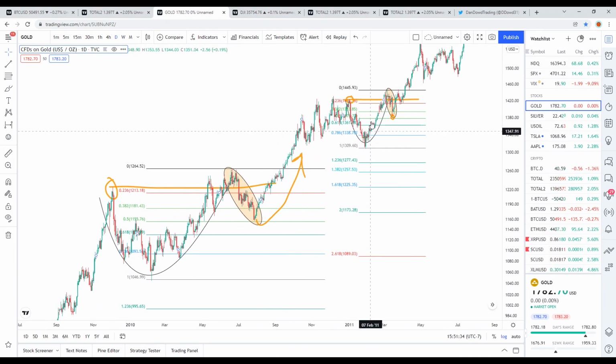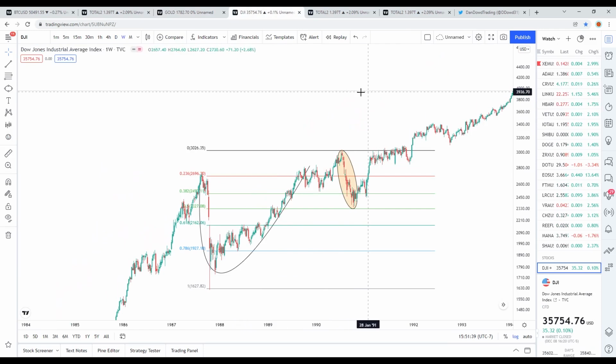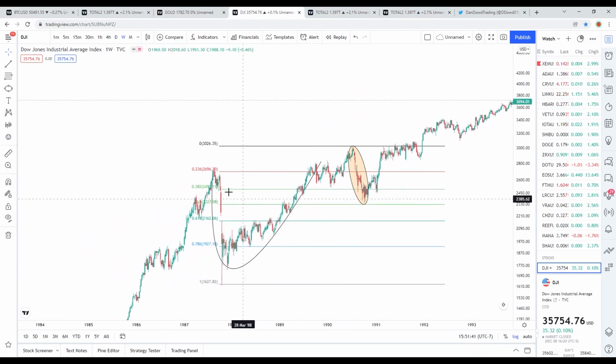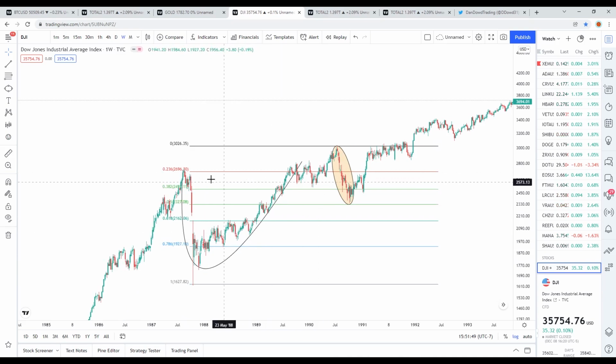So now we see this structure occur 2 times in gold. Now if we take a look at the Dow Jones Industrial Average chart, we could see we had lower lows and lower highs on the way down in this crash in '87 here. And then it bottomed out, started making higher highs and higher lows, making this rounding bottom type structure.